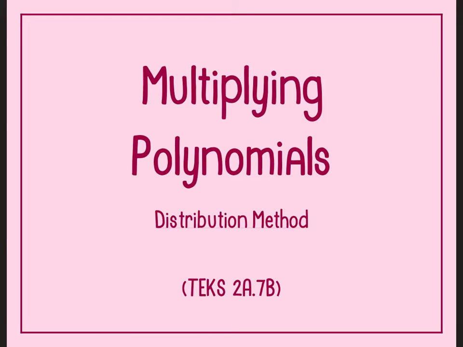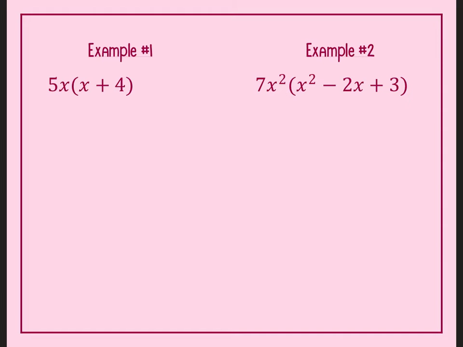Today we will be multiplying polynomials by using the distribution method. This is TEKS from Algebra 2.7b. So distribution method is a way to multiply where you take one term and you're going to multiply it by everything inside the parentheses. So you would take 5x and multiply it by x. Then you would take a positive 5x and multiply it by a positive 4.